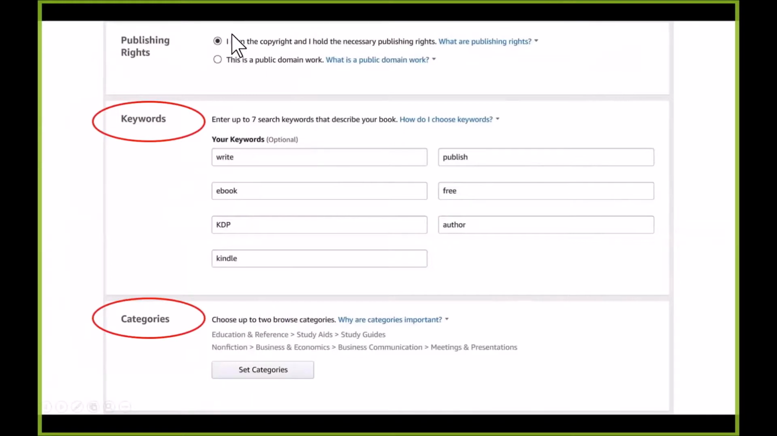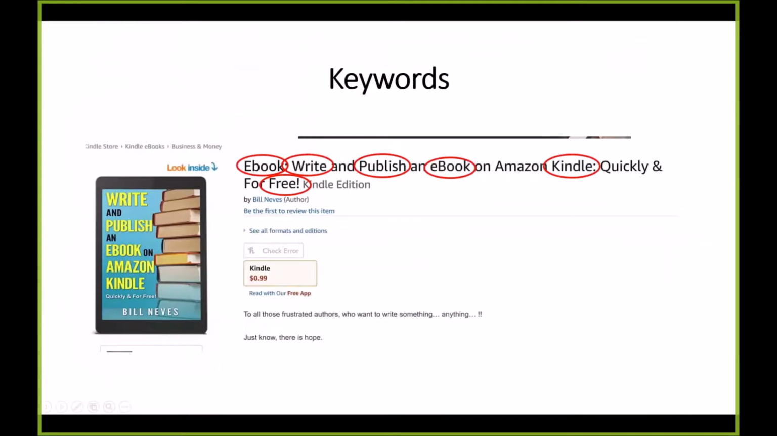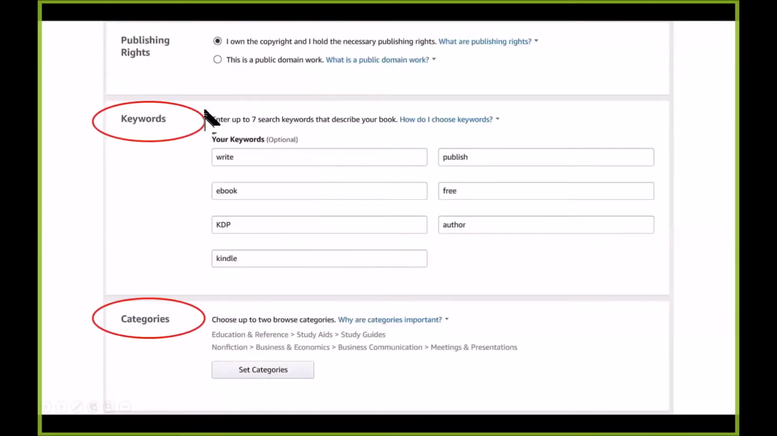For a while, people were taking those books and basically reprinting them, slapping their name on it because nobody owns it now. It's in the public domain. It's free to use. And Amazon doesn't really like that anymore, so they kind of squashed that. So now you want to do your keywords. You can do up to 7. You'll see the title again in a second, but write, publish, ebook, free, because when people are on Amazon Kindle, they're going to type in what they're looking for. So you want those keywords to pop up.